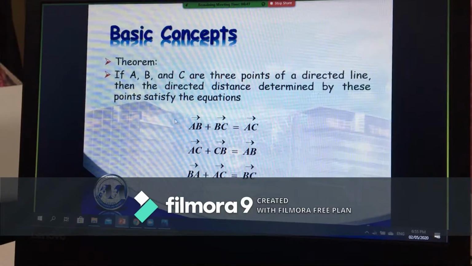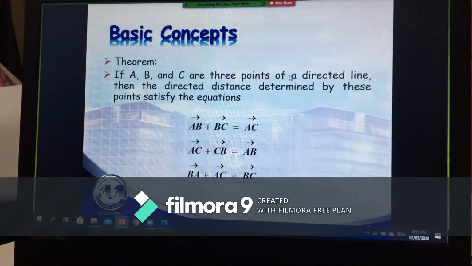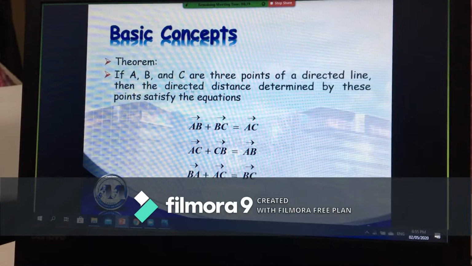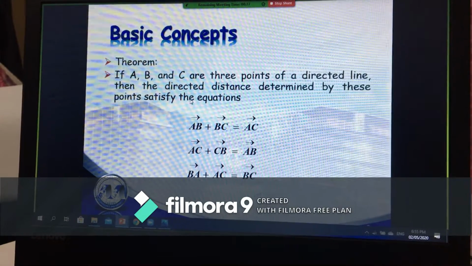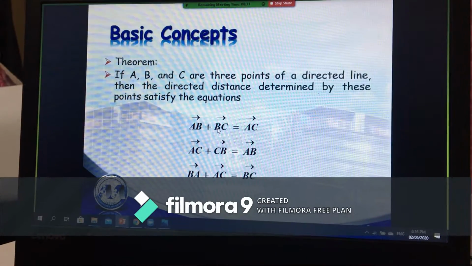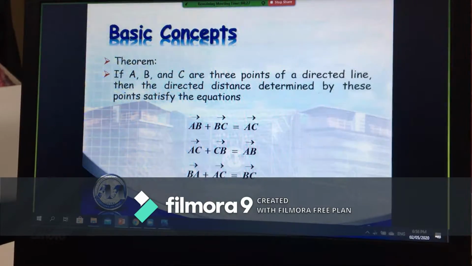So theorem to, if A, B, and C are 3 points of a directed line, then the directed distances determined by these points satisfy the equation. So ibig sabihin, class, tong mga points na to, points A, B, and C are on the same line. Alright?